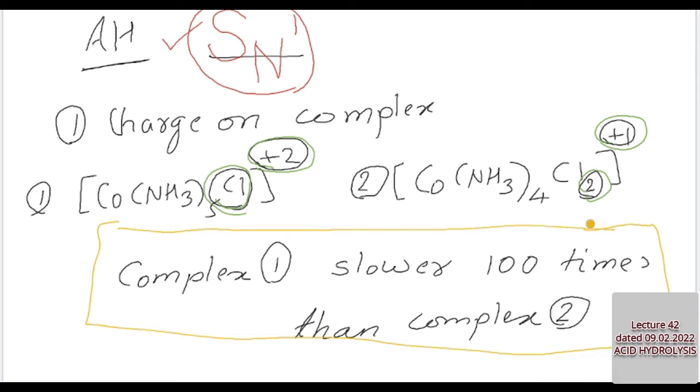So we are comparing here. The metal ion will hold both, no? Why are the ligands held strongly? We are comparing complex number 1 with complex number 2. Let me help you now. There are two complexes. One complex carries a plus 2 charge, and the other, the reactant complex, carries a plus 1 charge.